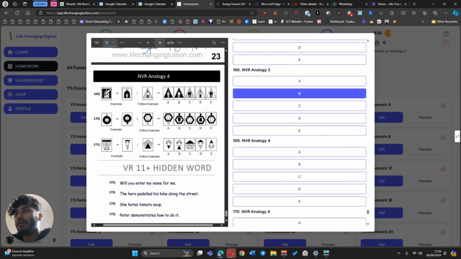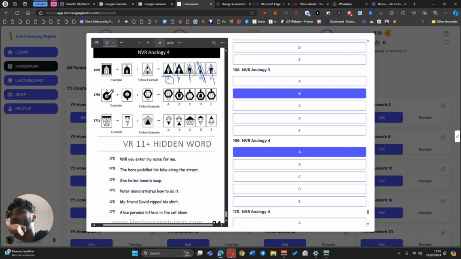169. The grey seems to turn black, the white turns grey, and the black turns white. So let's do that one by one. The black should turn white, meaning it can't be D, black shapes. The white shapes need to turn grey, so this one should be grey. Cross these out. And finally the grey shape should turn black, so this one should be a black triangle, which is A.